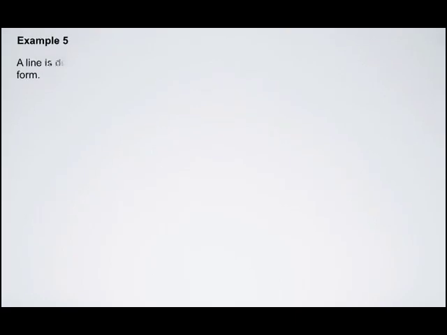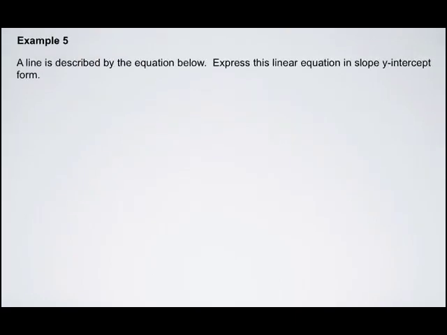Example 5. A line is described by the equation below. Express this linear equation in slope y-intercept form. Here's the line. 3x minus 5y is equal to 15. When you're finished, come back to check that your solution is the same as ours.